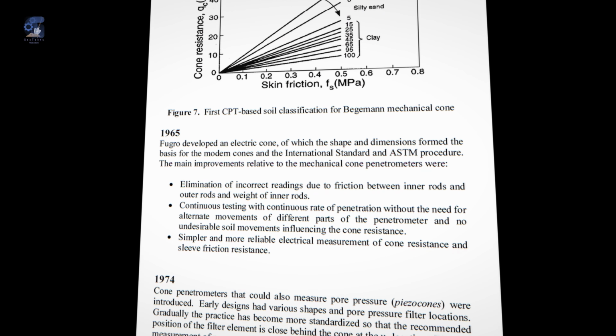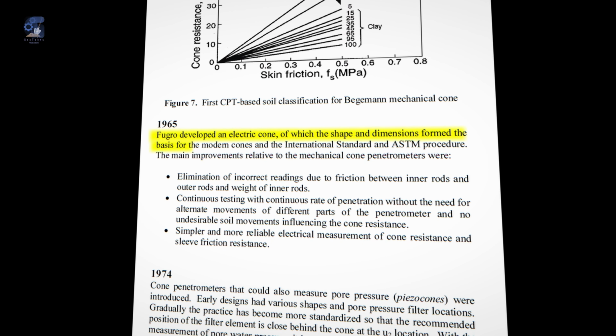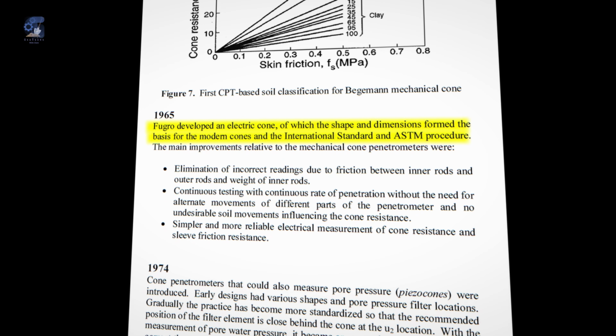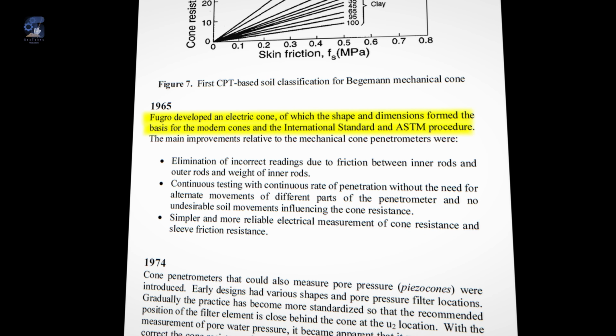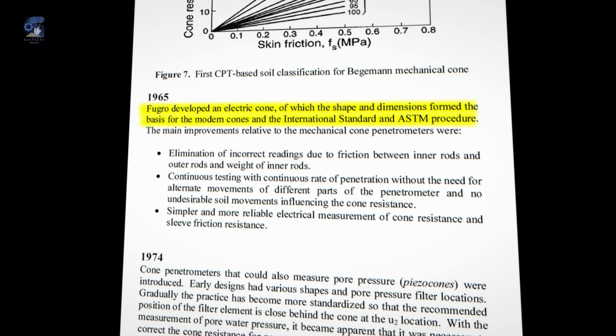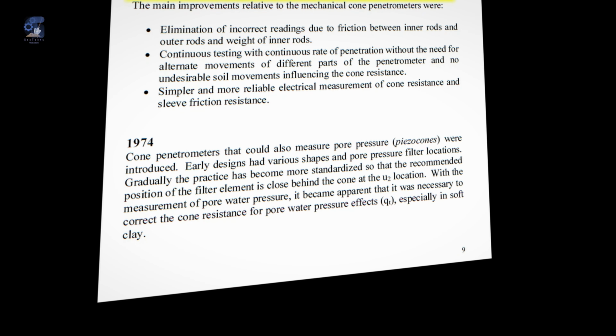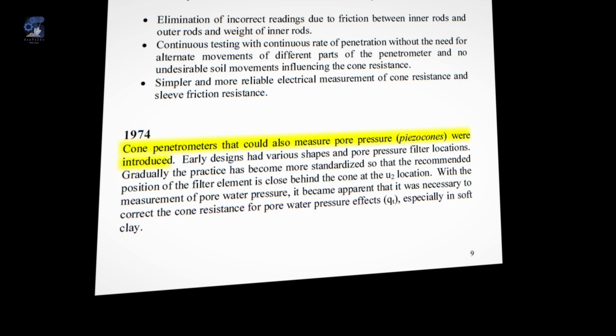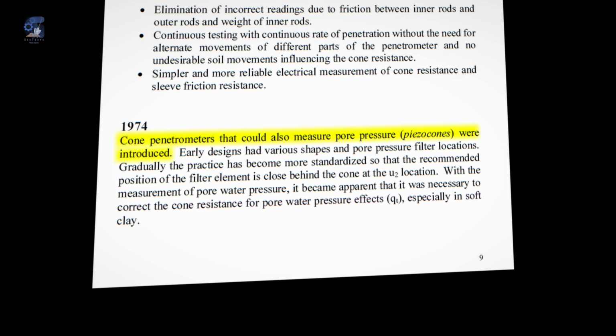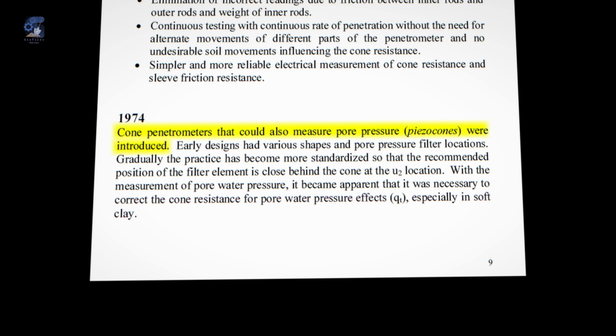In 1965, Fugro developed an electric cone whose shape and dimensions formed the basis for modern cones, the international standards, and the ASTM procedures. The electric CPT solved the challenges previously experienced with the mechanical CPT. In 1974, CPTs that could also measure pore pressures were introduced. This formed the foundation of the modern-day CPT and CPTU. The difference between the two is that the latter is capable of measuring pore water pressure.